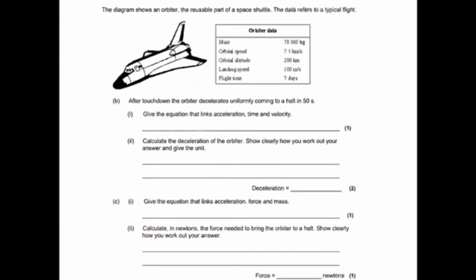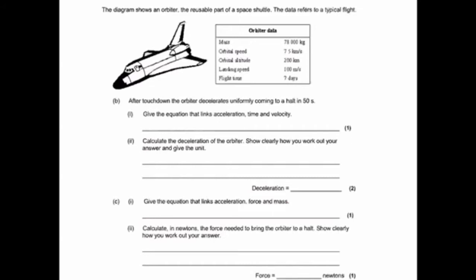Here's another exam question. Again, if you'd like to pause it and have a go, feel free to do that. If you'd rather I talk you through it, again, that's absolutely fine. So we've got an old question here about the space shuttle. We've got a table of data. We might not need all of that data. That's one of the reasons this is a higher tier question, is you've got a pile of data there about the orbiter and you don't need some of it.